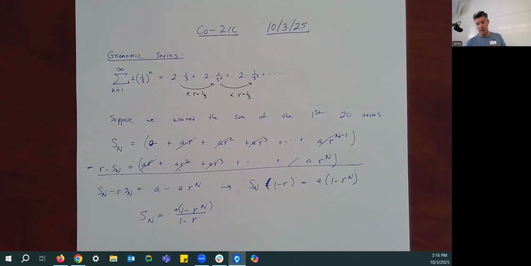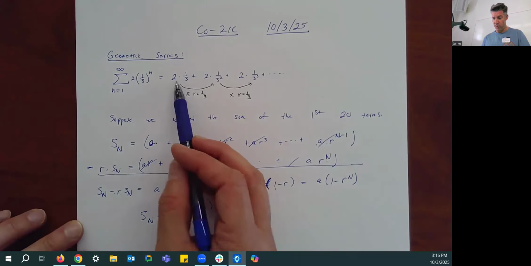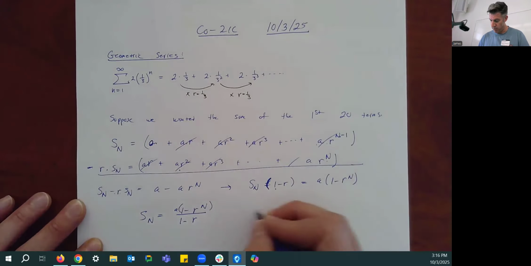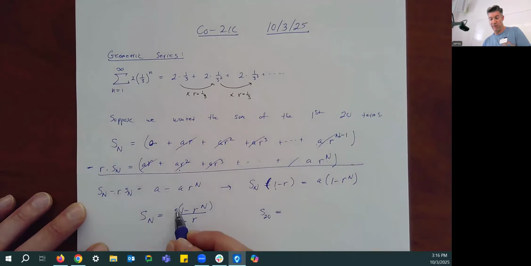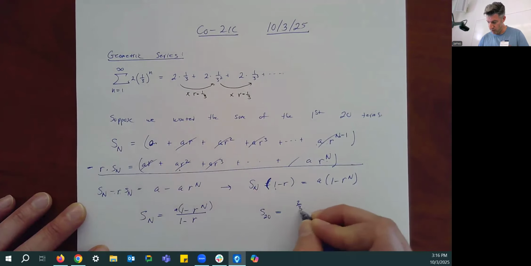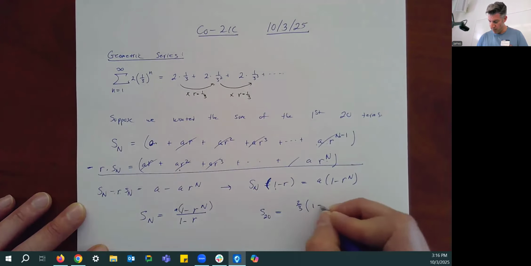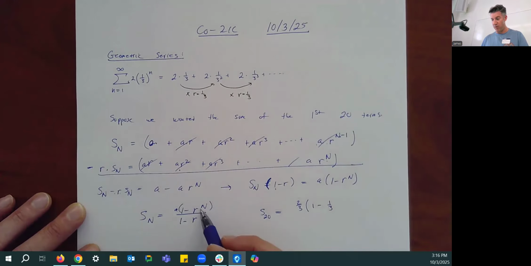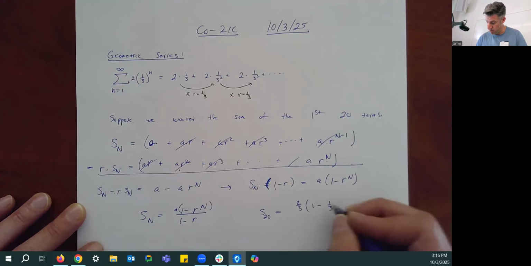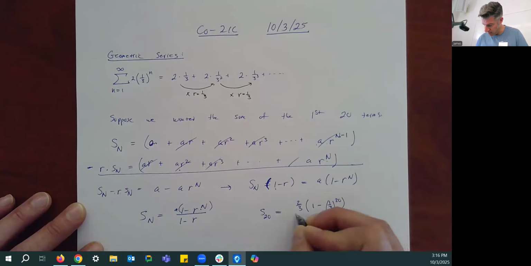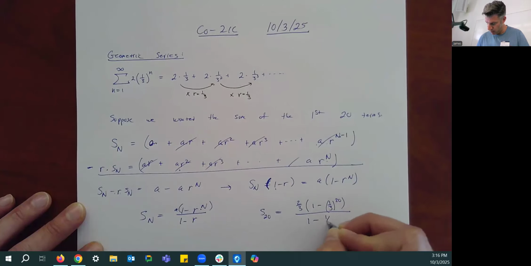So in this particular example, it's going to be kind of gross, but if I wanted the sum of the first 20 terms, well, my A is 2/3 in this particular example, right? So here for my example, my S20 is going to equal my A, which is my first term, 2/3, times my 1 minus my ratio to the nth power, where my n is 20, divided by 1 minus my ratio.